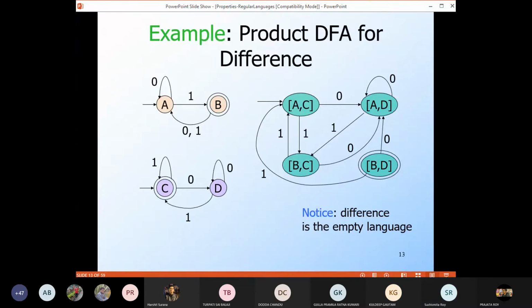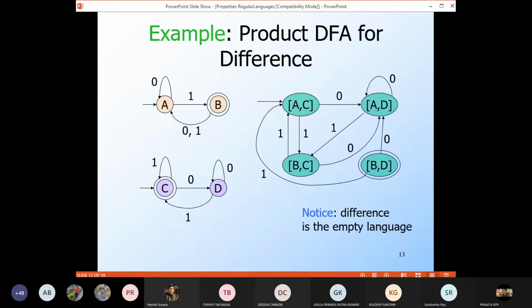Yes, 1 1 is correct. 1 1 can come. 0 1 1 can come. 0 0 0 1 1 can come. So it appears to me all strings ending in 1 will be able to come. And also the empty string. If the initial state is also the accepting state, then the empty string belongs to the language. So M minus L is not an empty language, but L minus M happens to be an empty language.